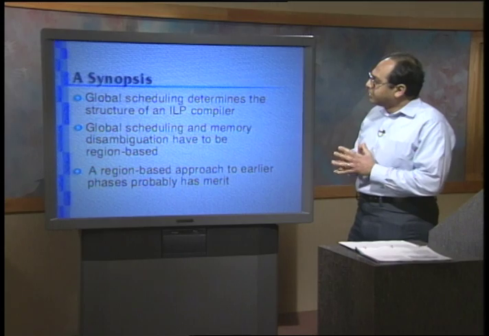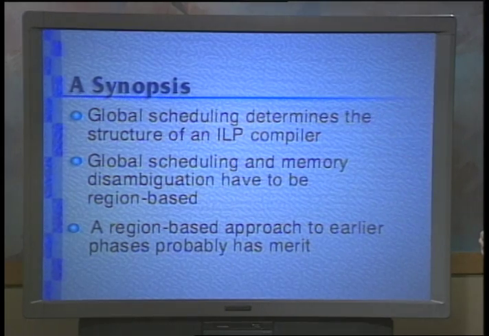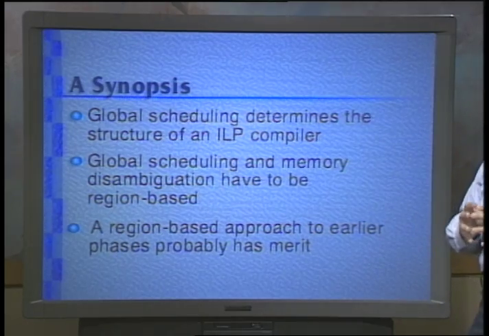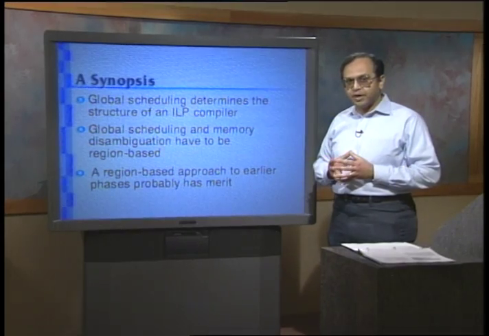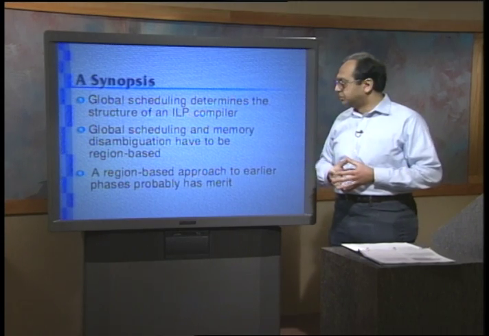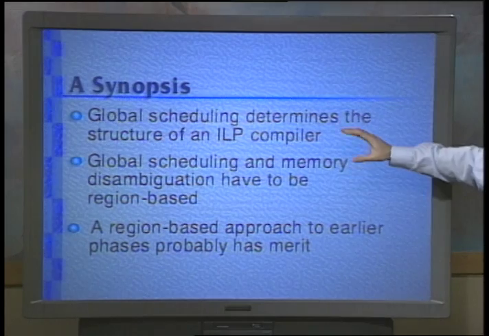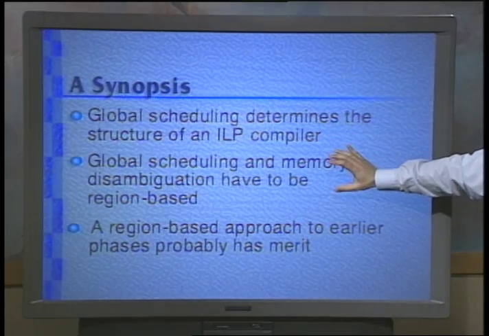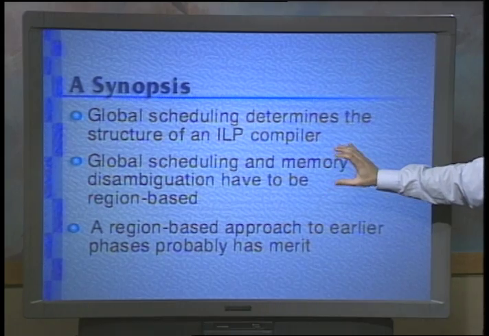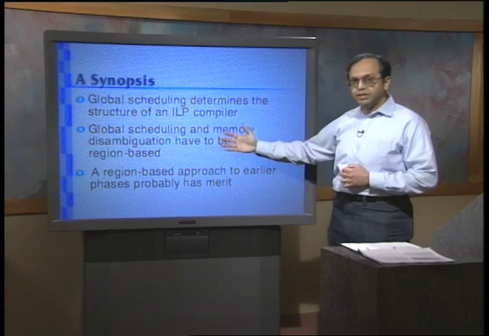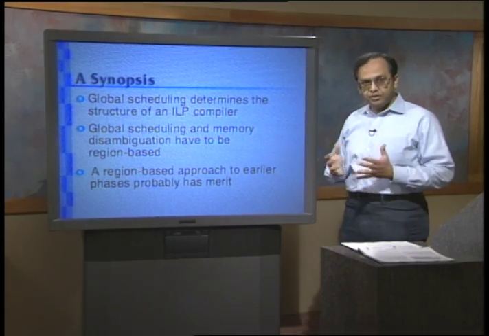So let me just summarize the last sequence of slides. The first point is that global scheduling is of key importance in an ILP compiler, and it changes the organization structure of the compiler in quite a profound way relative to a conventional optimizing compiler. And the second thing is that global scheduling and memory disambiguation, we know from experience, have to be done in a region-based fashion. Trying to do it globally across the whole program unit is just not practical.